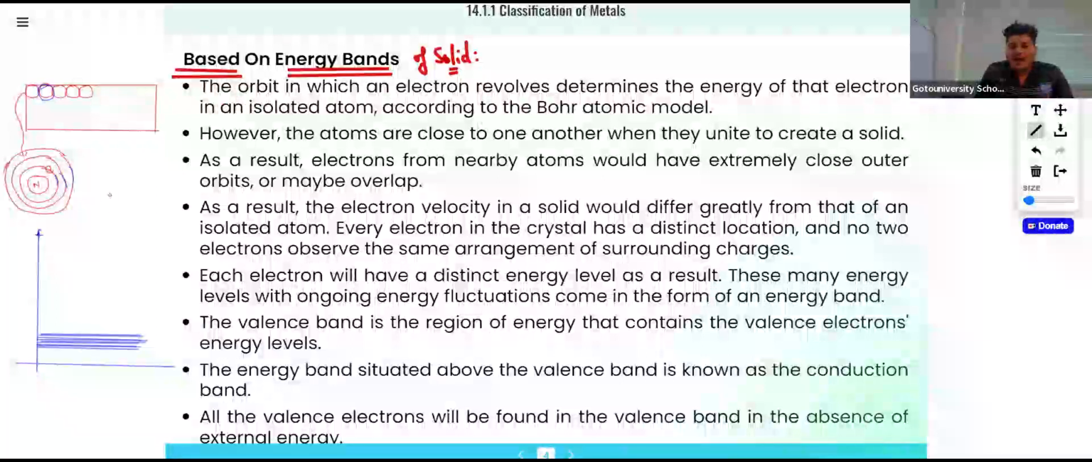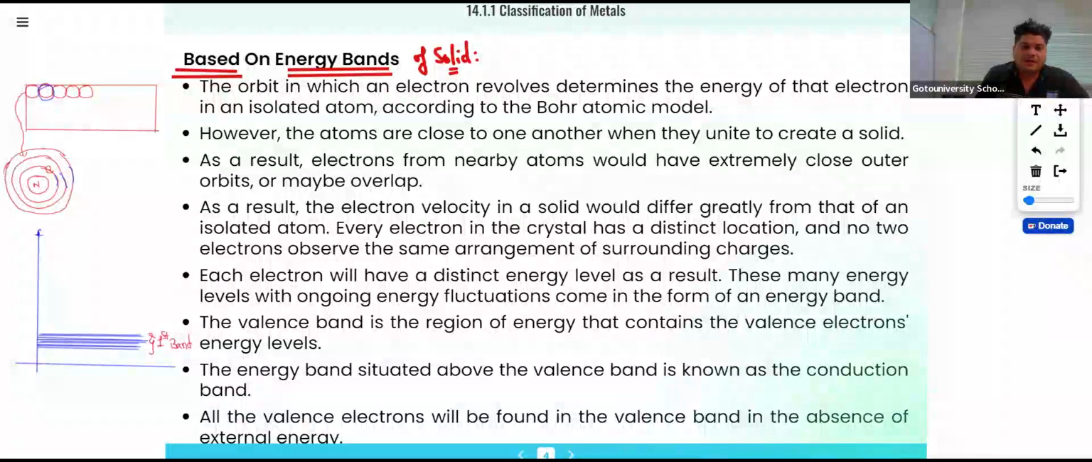Okay, how did I plot this line? I am plotting the energy from the first shell electron of the entire element. What I will get is the first band. This is your first band. Then if I am plotting the energy of an electron from the second orbit, I will get the second band once again.